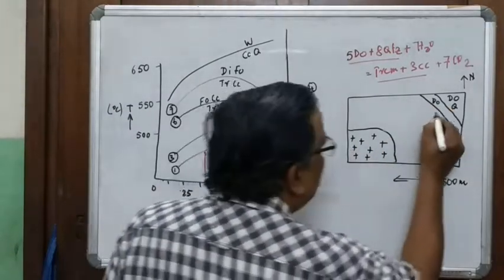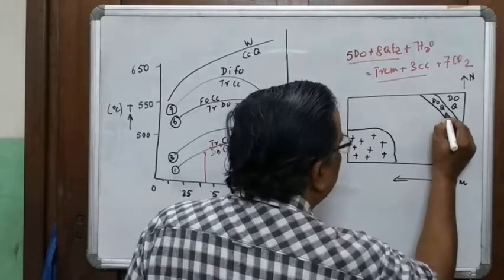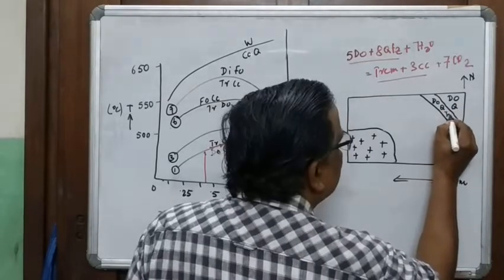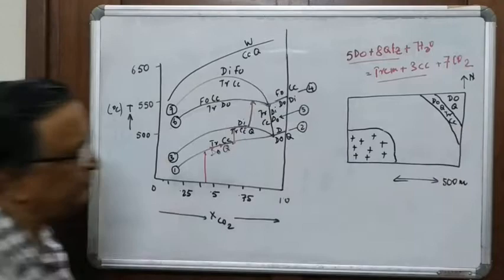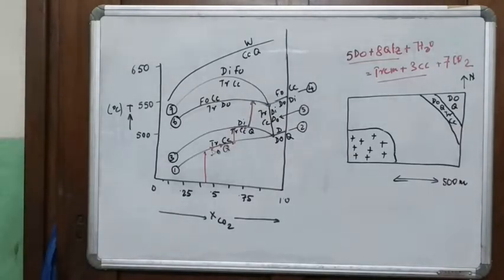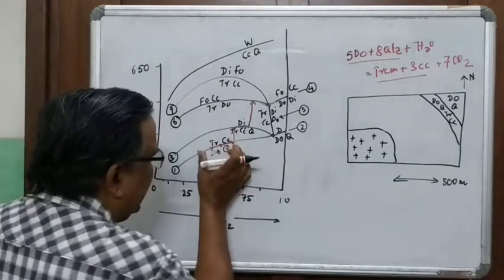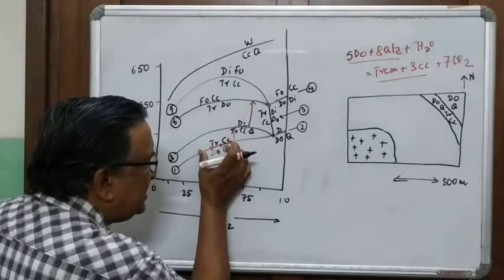Dolomite, quartz, tremolite, and calcite. And that means you are within this temperature field.